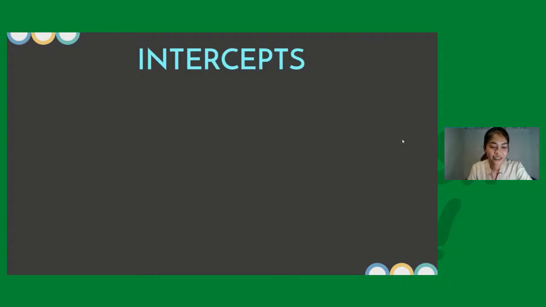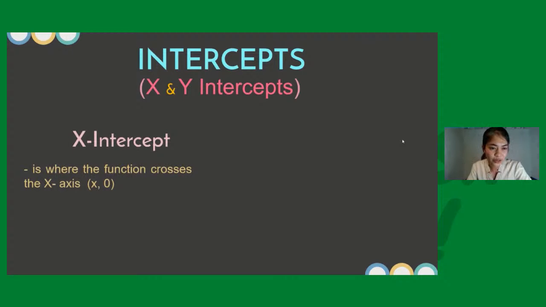Now, to understand further about the nature of rational functions, we must also learn the following terminologies. So first, intercepts, which are also called zeros. These are the points in a graph where the function crosses the x and y axis, also called the x-intercept and the y-intercept. So when we say x-intercept, this is where the function crosses the x-axis. It is the point (x, 0). So x-intercept is the value of x when the value of our y is 0.